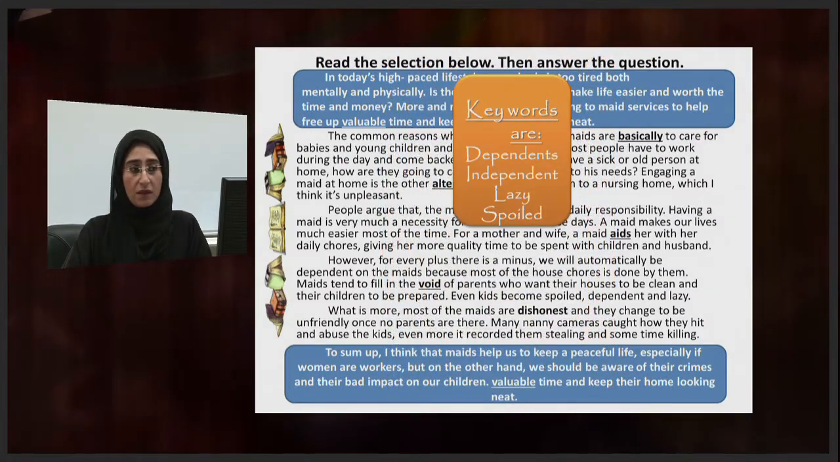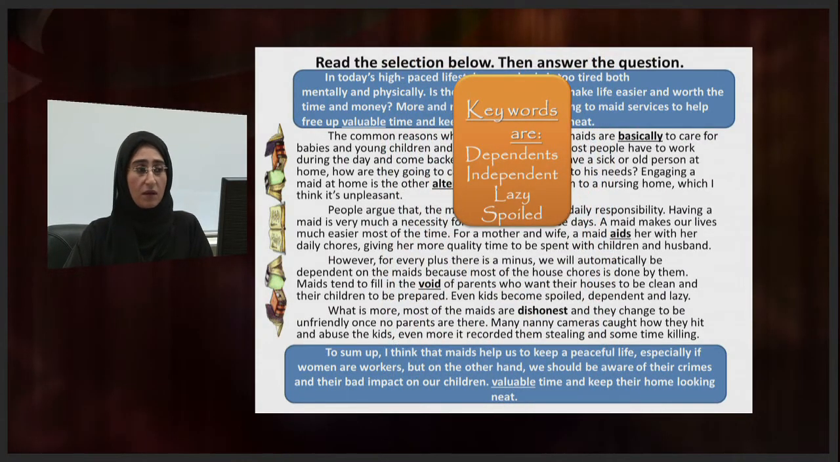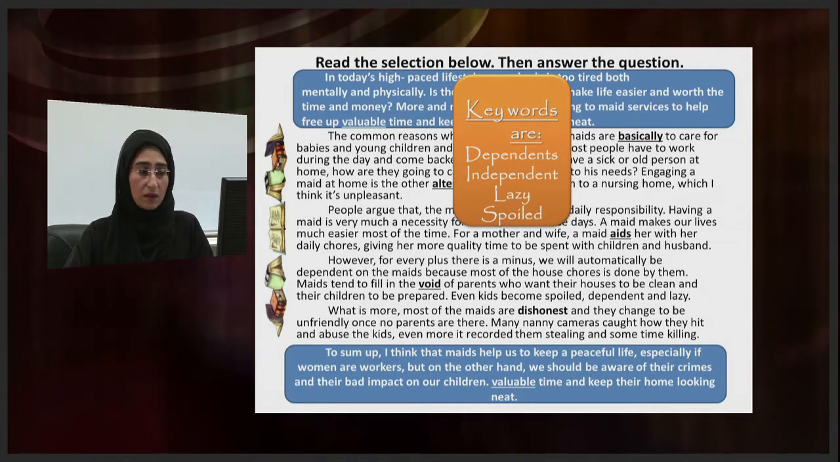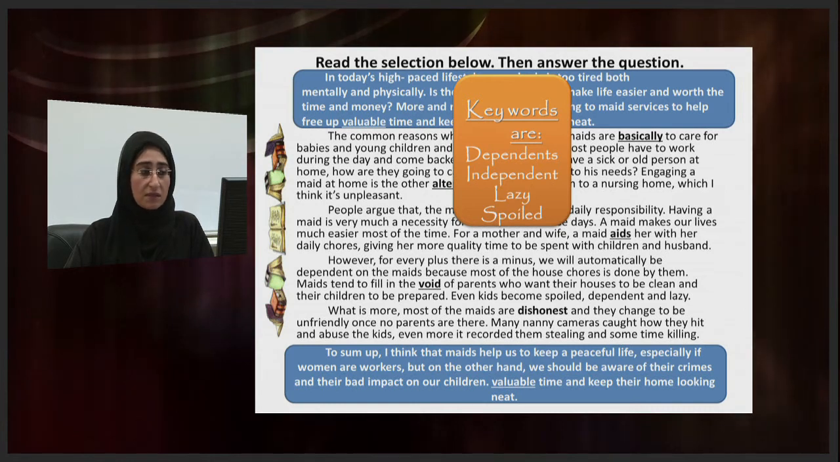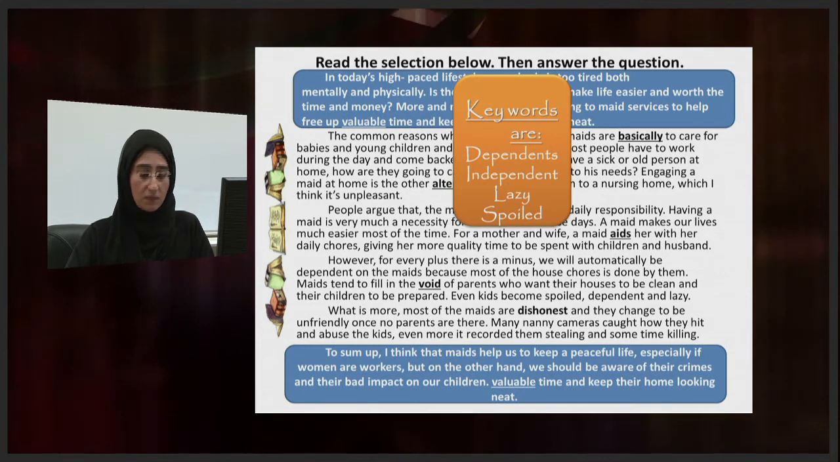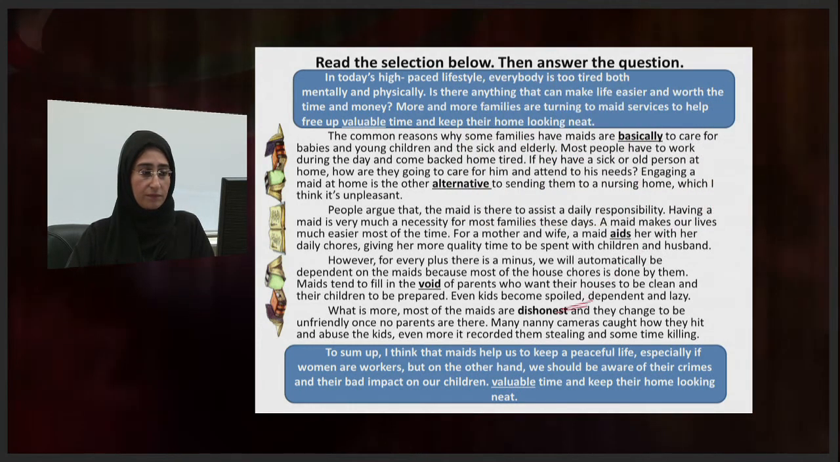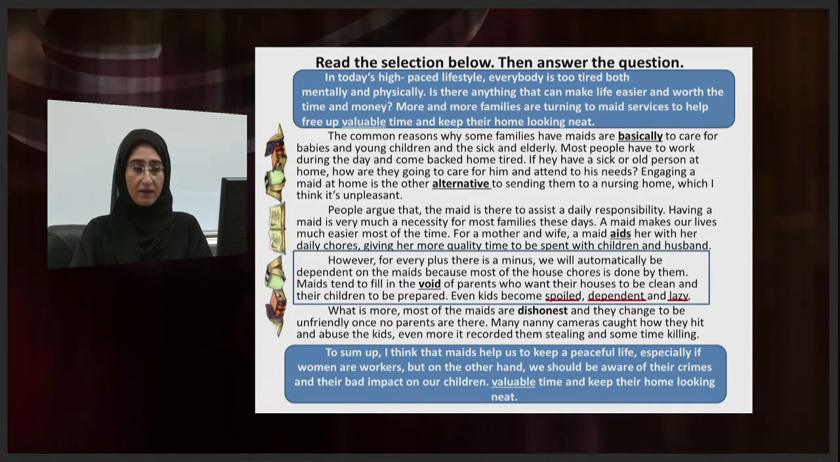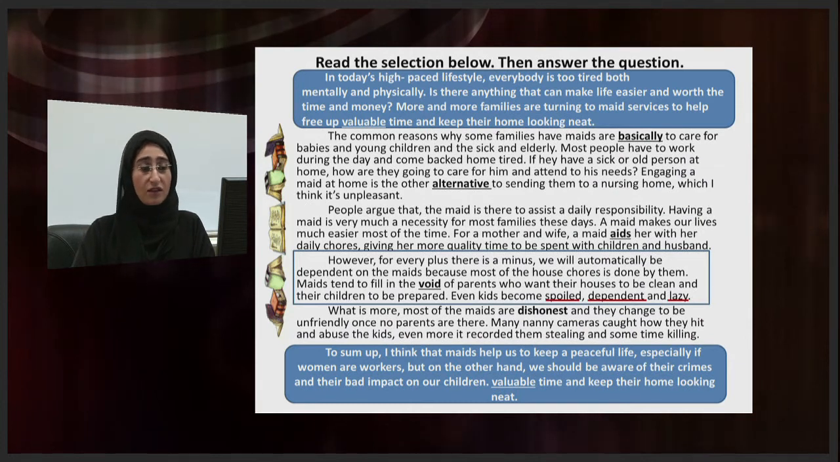There are some keywords that we need to depend on while we are searching for the answer, such as dependent, independent, lazy, and spoiled. Where can we find these? We need to search the text. Where can we find these words? Are they there or not? So we have spoiled, dependent, lazy. Which paragraph? It is the 3rd paragraph. So in this case, I got the place.